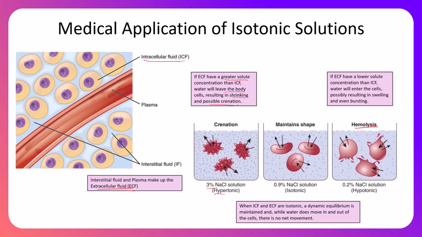It is important to ensure the maintenance of the shape of our cells, so the ICF and ECF have to be in balance, meaning there has to be isotonicity between our ICF and ECF. If that is the case, a dynamic equilibrium will be reached, which means water will again move in and out of every single one of our cells equally, and it allows for no net movement of water, even though the water moves equally in both directions.